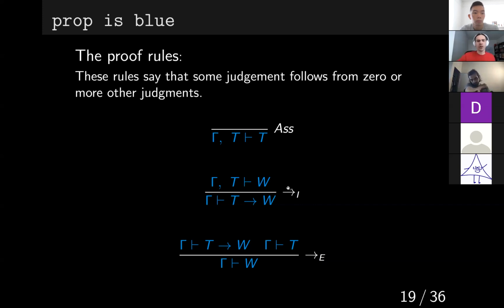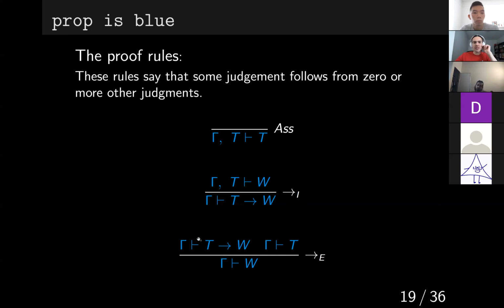Okay. So one rule says that if you know something, you know something. That's really it. The other rule tells us how to prove implications, and this is called the implication introduction rule because the conclusion has an implication. And the other rule is called the implication elimination rule, because if you assume an implication, it tells you how you can use an implication.